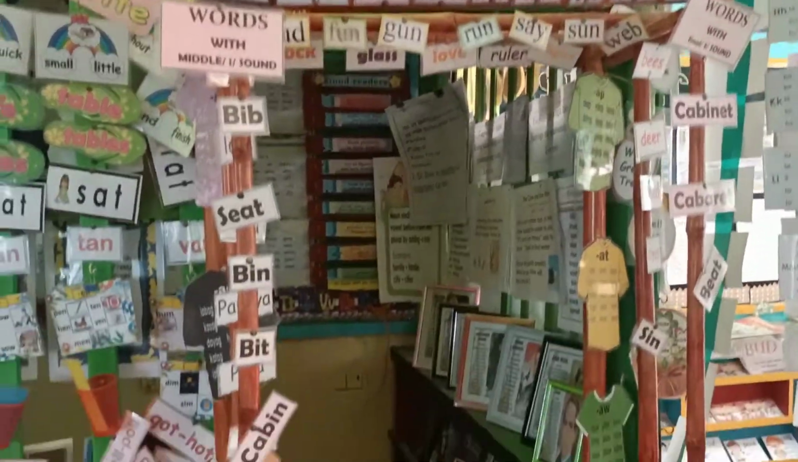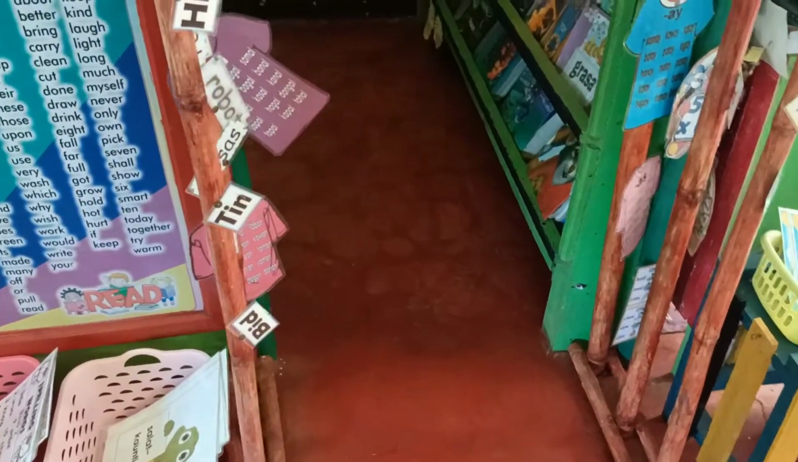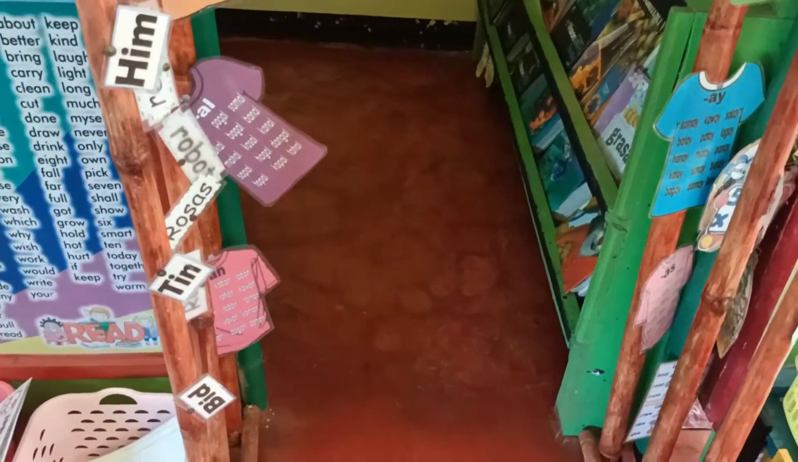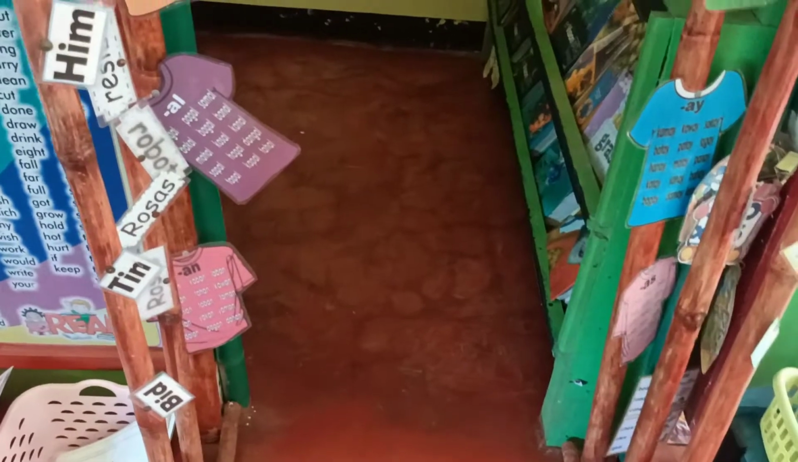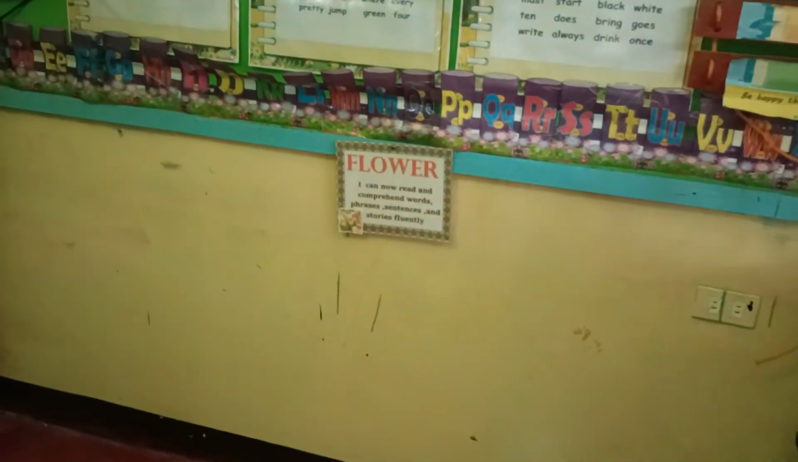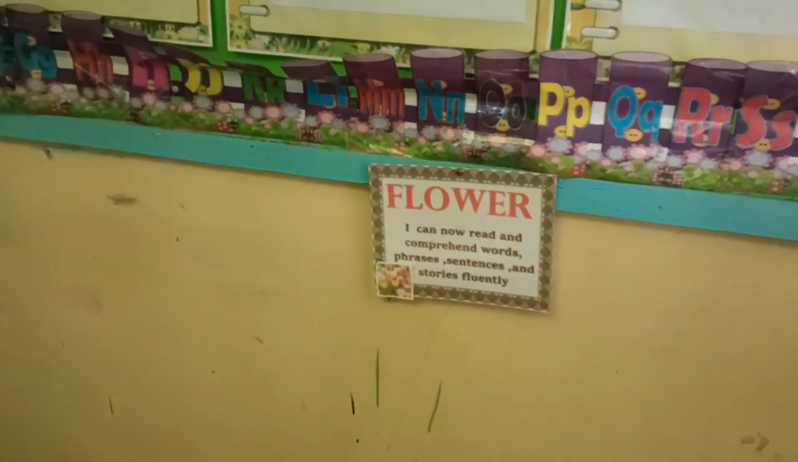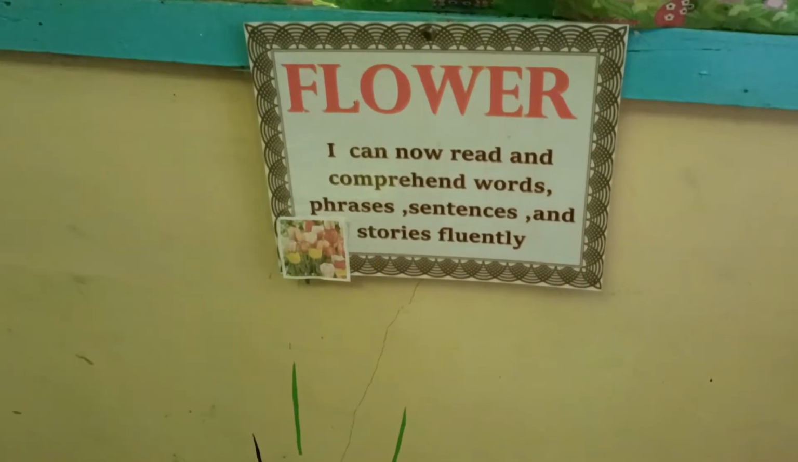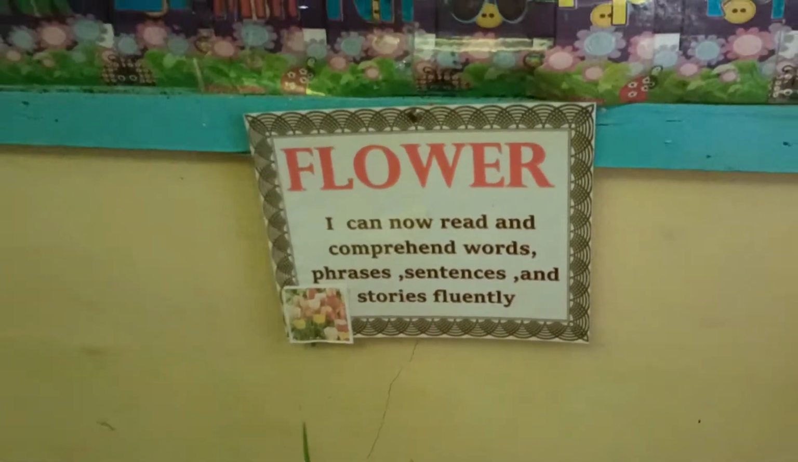Inside of this reading corner, I am applying all the materials that can be found in the seed area, bud area, and sprout area, because I do believe that if the learners belong to the flower stage, they can now read and comprehend words, phrases, sentences, and stories fluently.